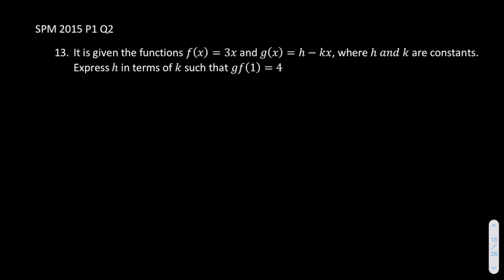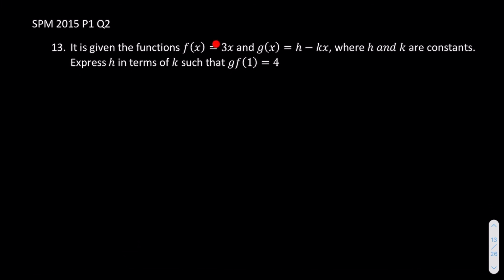It's given that the function f of x is 3x, and g of x is this one, where h and k are constants. Express h in terms of k. So what do they mean by express h in terms of k? Basically, it means that they want to have h in terms of k. So the subject must be h, which means that our main role here is to find h.